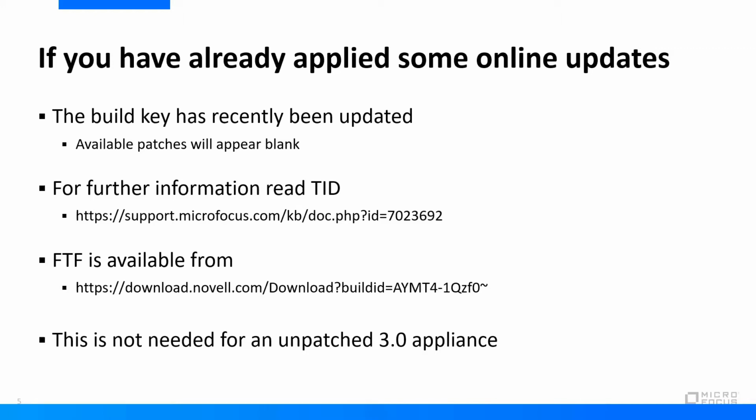By the way, you can also go against an SMT server if you're pulling patches down centrally and then distributing them from there. If you've already applied some online updates, it may be that you won't see that last patch with the update script. That's because we changed the security key on the update channel, so you need to apply an FTF to the system to get that new security key in, and then you'll see those update patches in the listing there. If you've never patched a 3.0 appliance and this is new, you won't need to apply this patch because you'll just pick up the new security key automatically there.